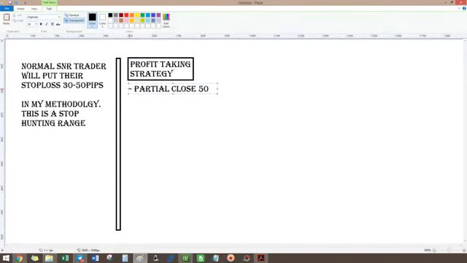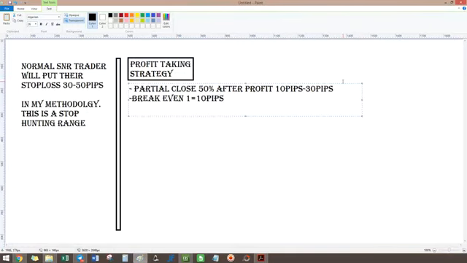50%. Profit 10 pips, 30 pips, plus break even, 1 to 10 pips. This is the profit taking strategy.